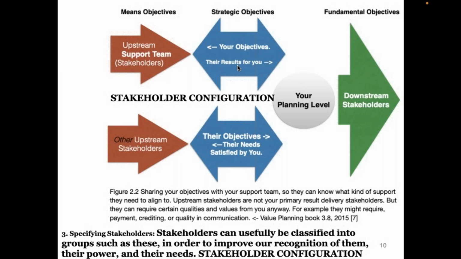Here's another diagram which is saying one way of organizing our work is to look at stakeholders, our upstream support teams, and their objectives. These are not the primary customer user objectives. And then alternatively, take a look at all the other upstream stakeholders and their objectives, and then plan things and then deliver to our downstream stakeholders, who are in fact the customers and users and things like that.